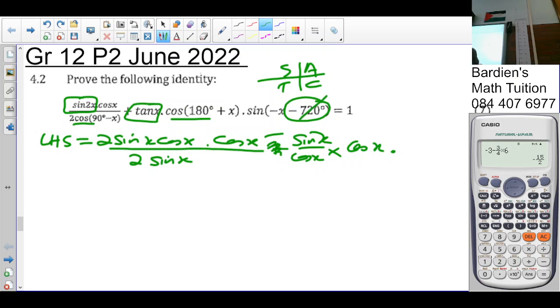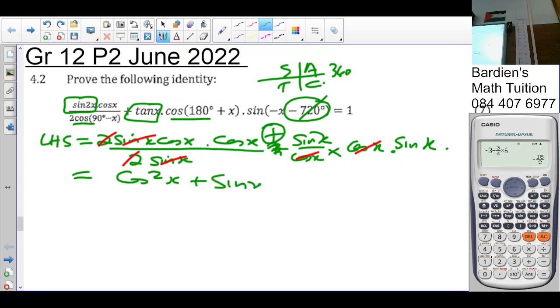If I add for the third time, I'll add 360 minus x, which takes you to the third quadrant. Sign is negative in that quadrant, which results in a positive there. Positive sign x. Okay. So from here, it's a bit of tidying up to do. That cancels. So I'm left with cos squared x plus that cancels. Sin x times sin x is sin squared x. And sin squared x plus cos squared x is of course 1, which is equal to the right hand side.